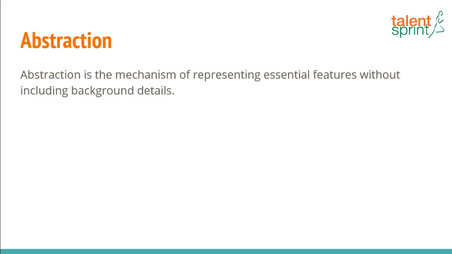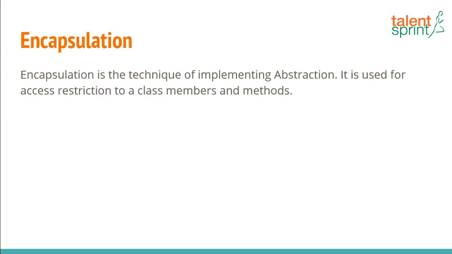Abstraction is the mechanism of representing essential features without including the background details. So you simply hide all the background details that are there and just show what is relevant to the customer. Next up is encapsulation. It is the technique of implementing abstraction, and it is used for access restriction to class members and methods. So using encapsulation, you implement abstraction.